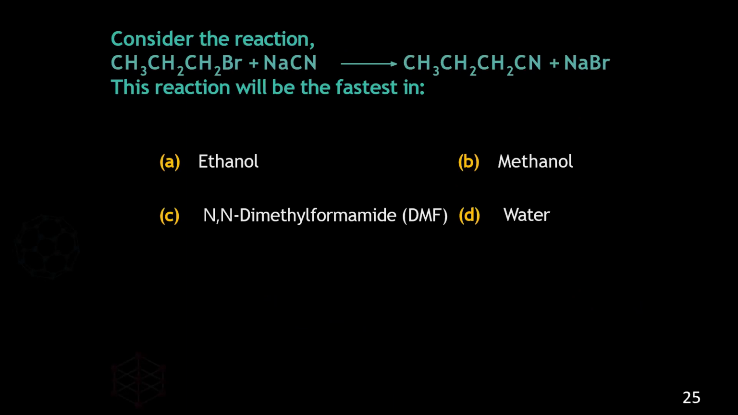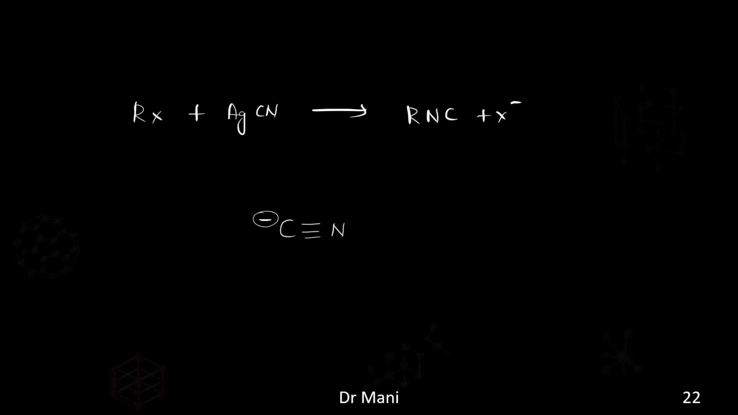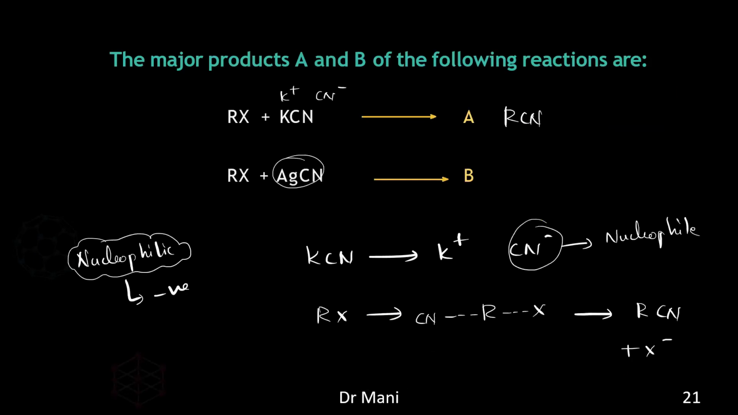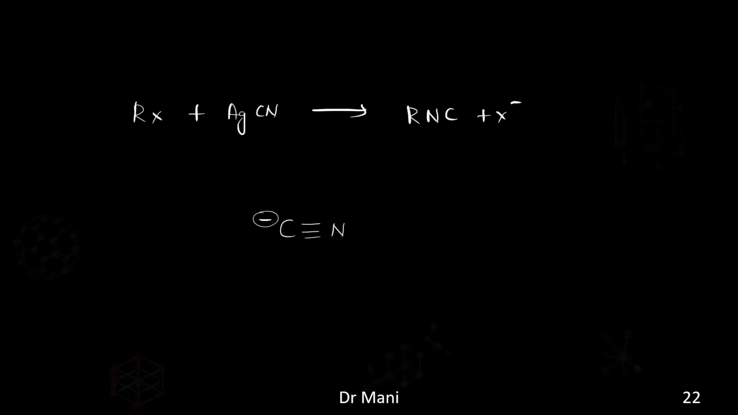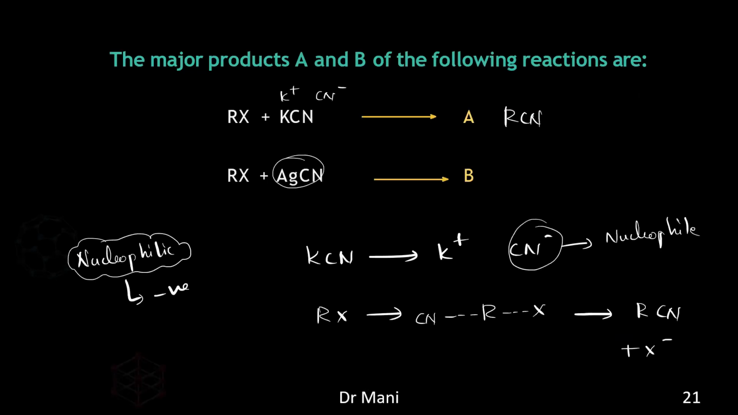Sir, in the previous question, the question before that, the KCN and AgCN question. In the first one, the nucleophile attaches as CN, and the AgCN is attached as NC. How do we figure out whether it's attached through the nitrogen side or the carbon side?